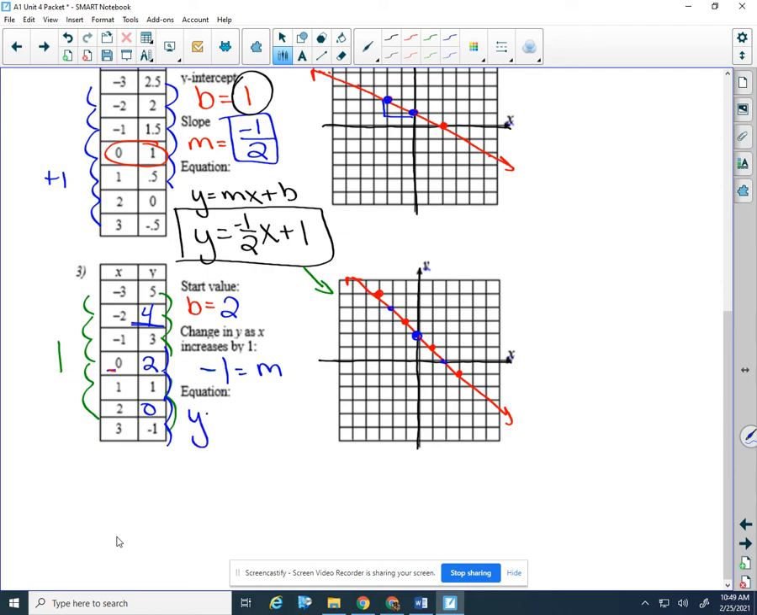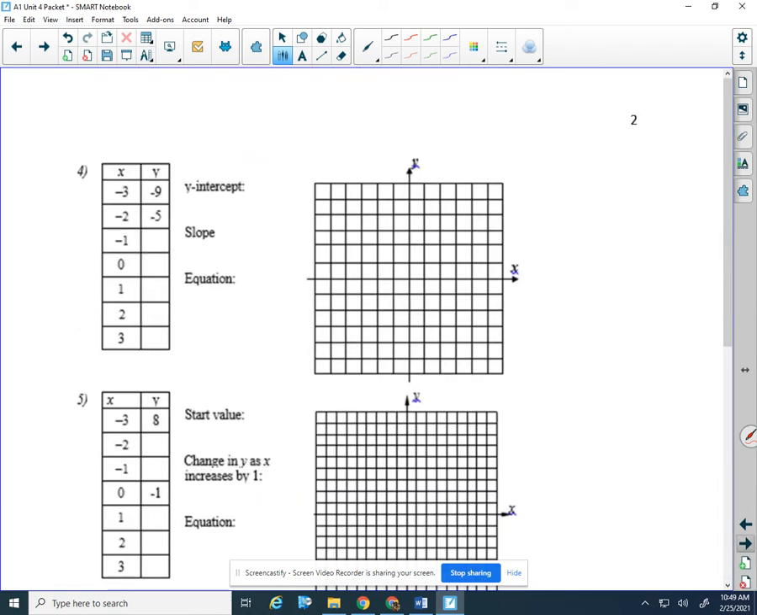We're going to write our equation now. y = mx + b. So it's y = -1x + 2. And there's your equation. Let's go on to the next page.